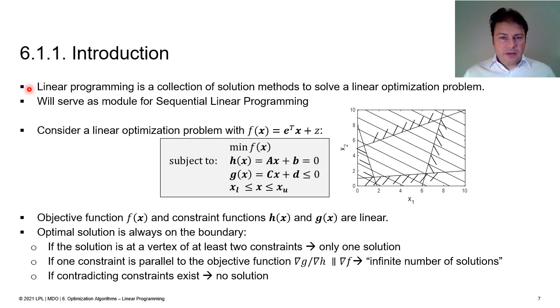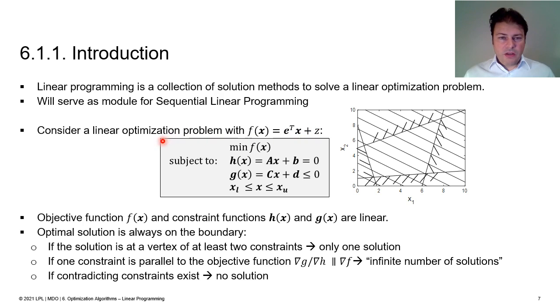Linear programming, strictly speaking, covers only linear optimization problems, but they are very important because they will serve as a module for sequential linear programming, which we will cover in the next chapter, which can also be applied to nonlinear problems. So at first, consider a linear optimization problem of this structure. The objective function is a vector times the vector of design variables plus a constant.